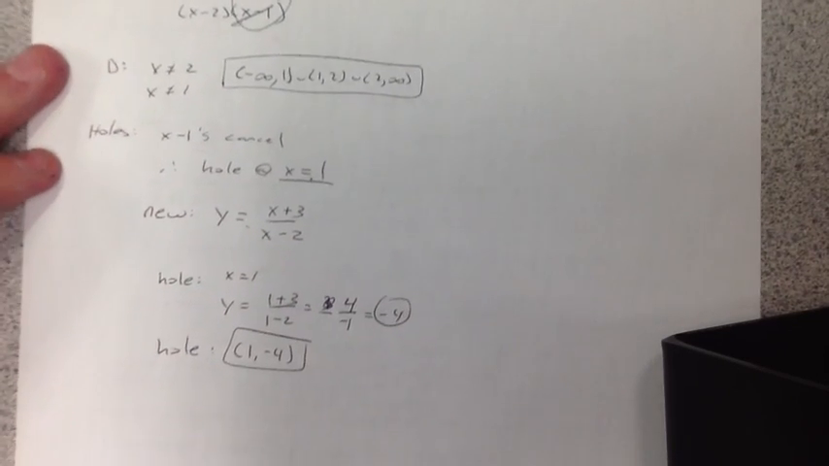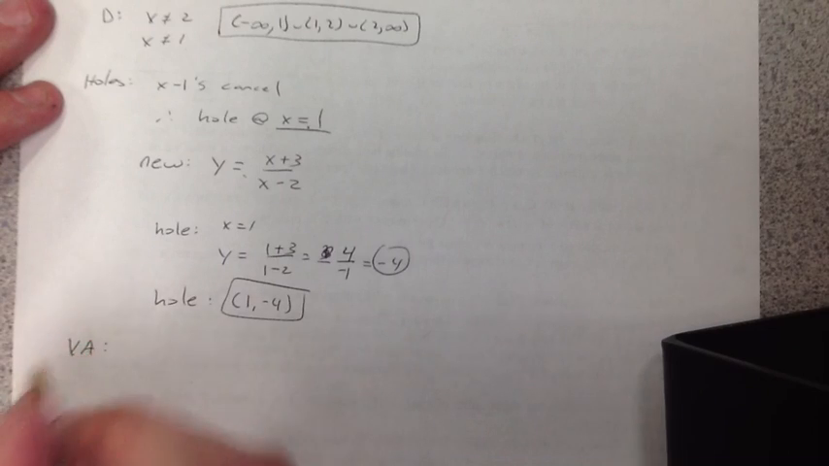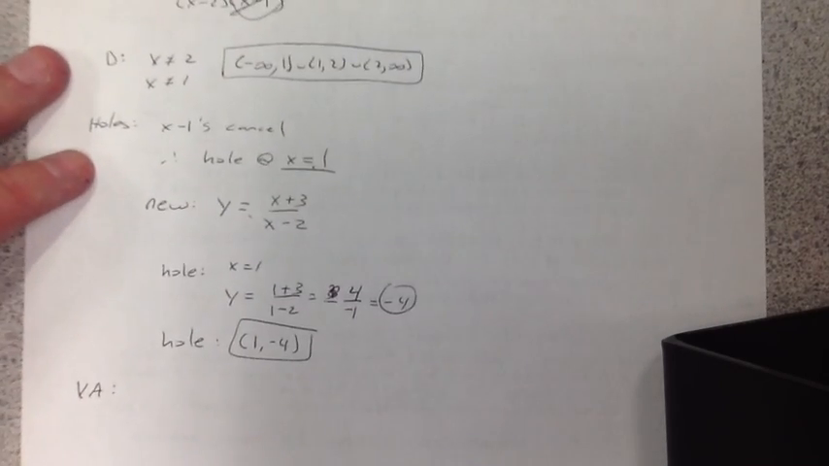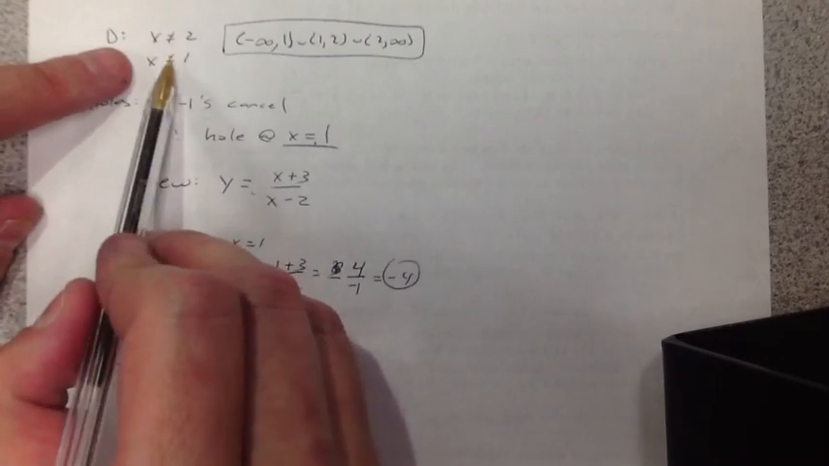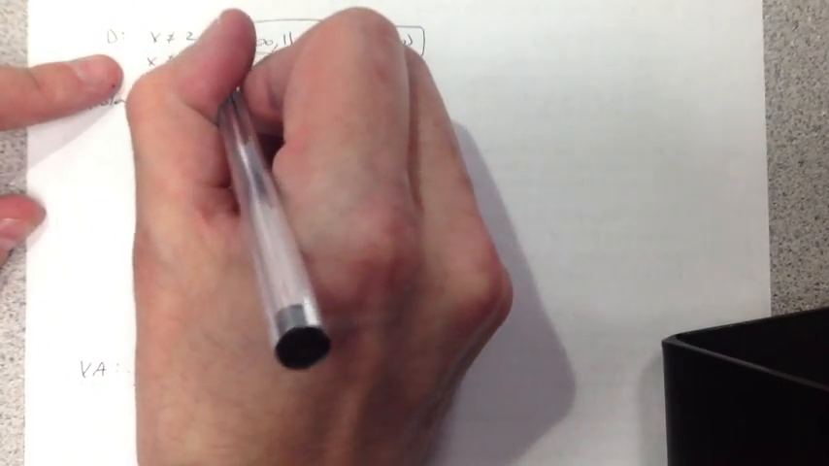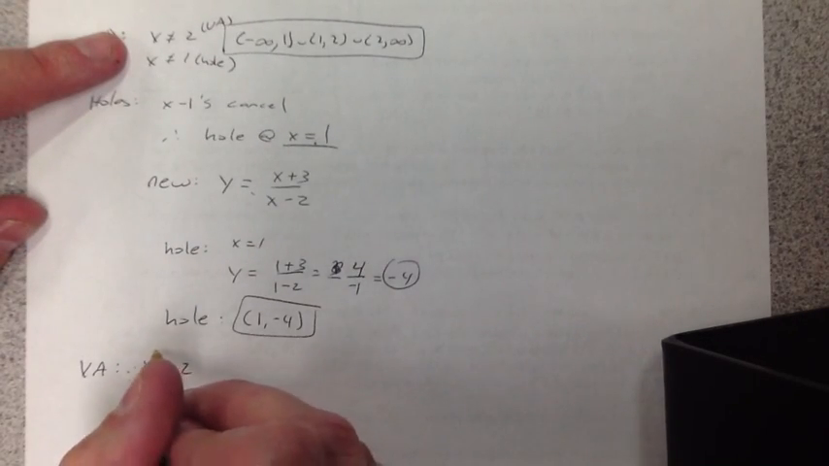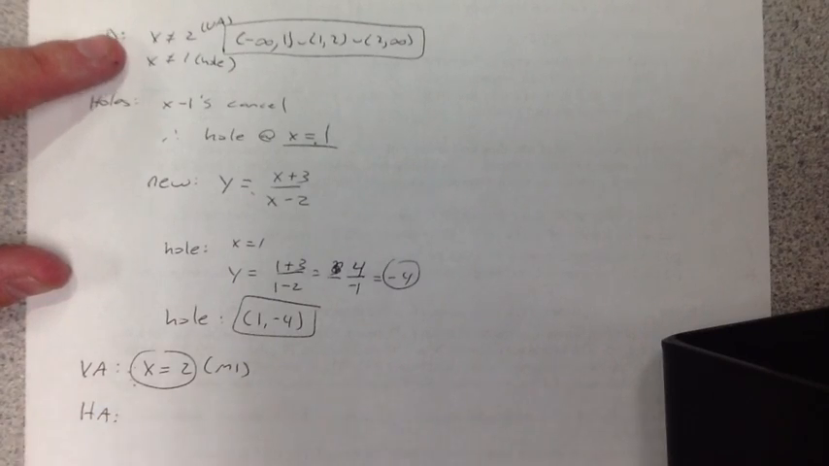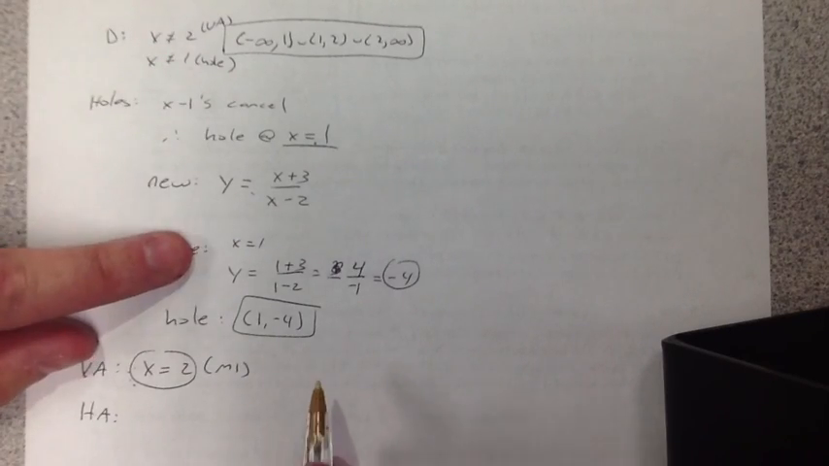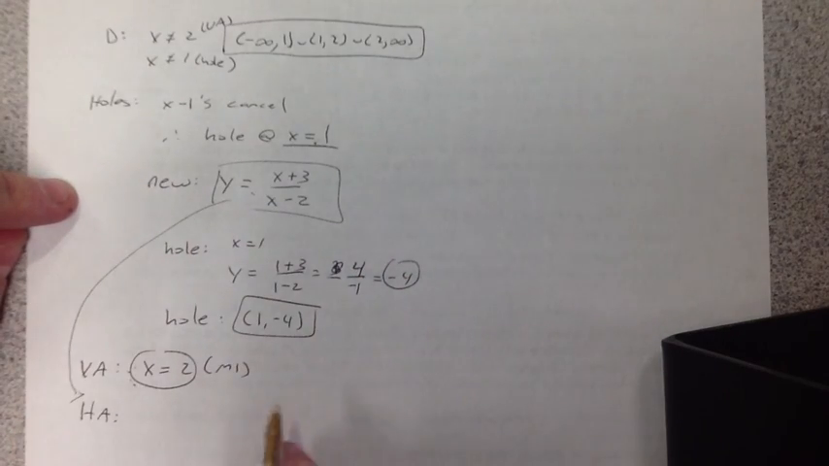Sorry about that. Now after you get your holes, then you have to deal with your vertical asymptote. Now, remember, you can be a hole, you can be an asymptote, but you can't be both. So, x equals 1, hole, it canceled. So x equals 2, my vertical asymptote, x equals 2. And it is, again, multiplicity 1. To get the horizontal asymptote, don't use the original one, use your new equation. From now on, that's what we're going to use.